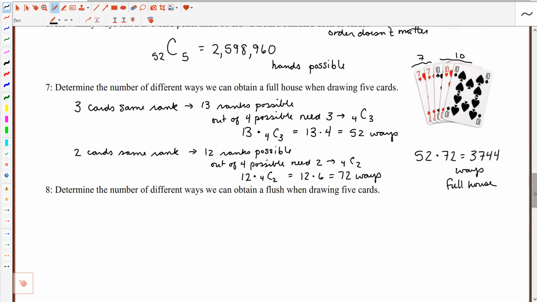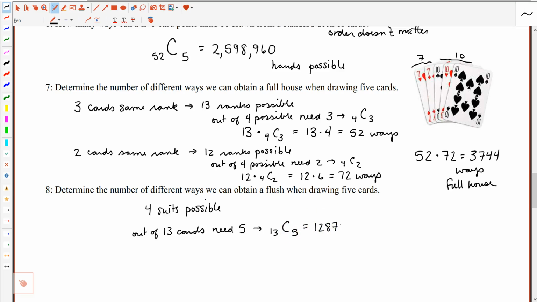So let's start organizing that. First we need to pick the suit for the cards. So there are 4 suits possible. Do you want them to be all spades, or do you want them to be all diamonds, whatever. Now, out of the 13 cards that are in the suit, you're going to need 5 of them. So out of the 13 cards, you want to choose 5 of them. So 13 choose 5 is 1,287.